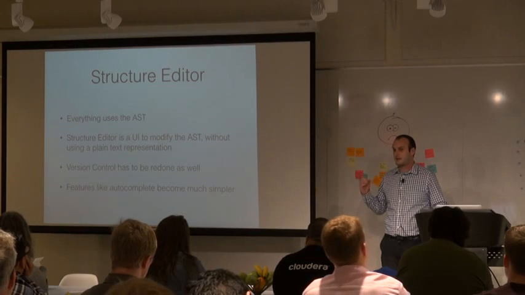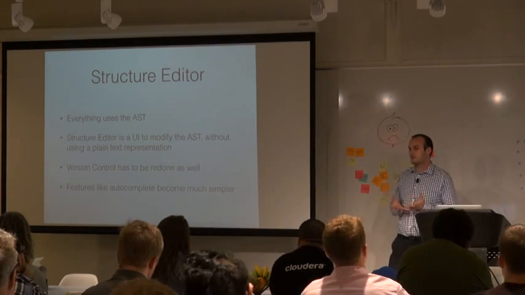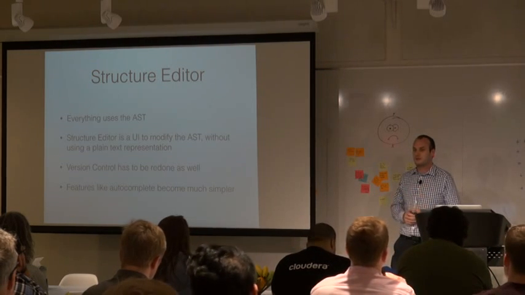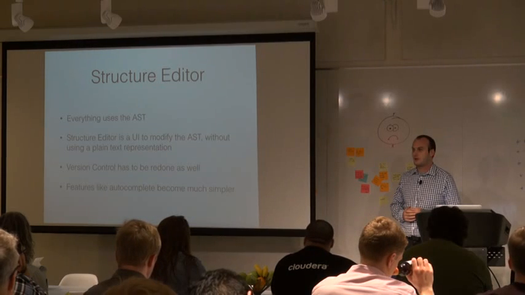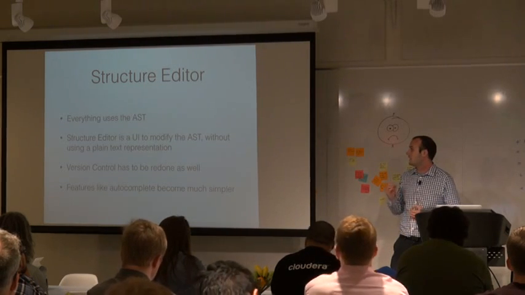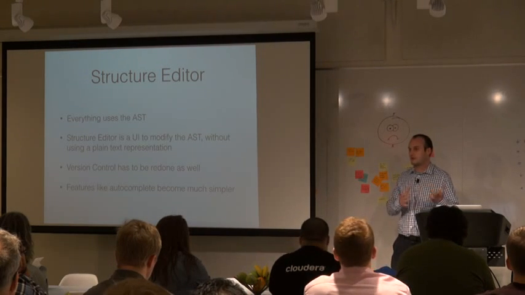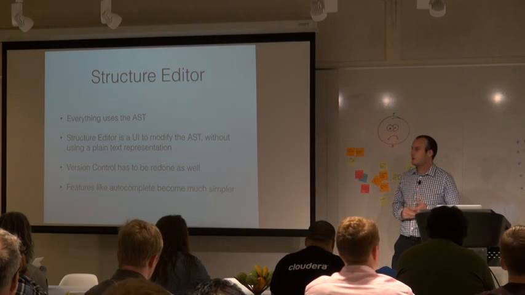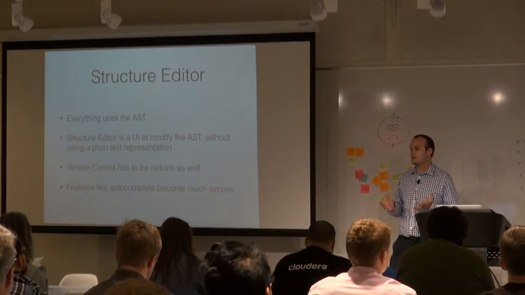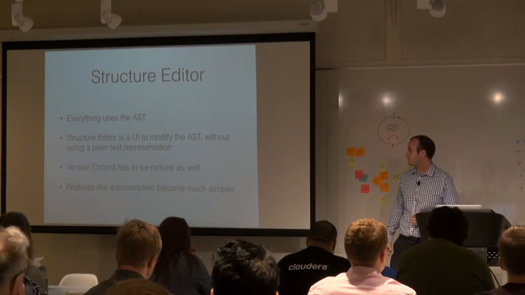So the structure editor, in contrast to that paradigm, to the text-based paradigm, it uses the AST for everything. So you never have a plain text representation of your program. And this means that you need a way to edit your AST, because you can't edit the text and parse the text into the AST. So structure editor is just any UI that directly edits the AST and doesn't create a textual representation as an intermediate.